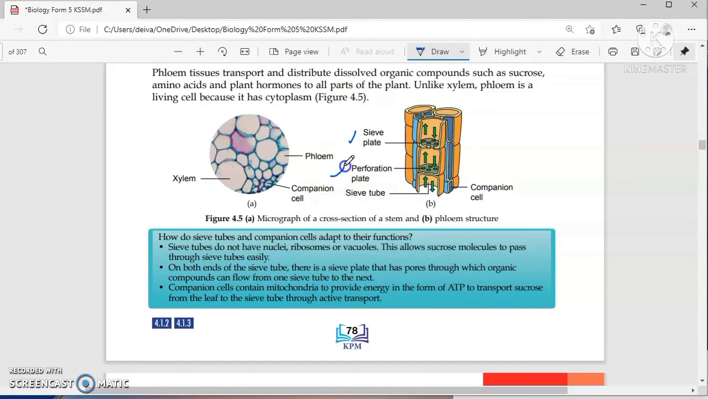perforation plate, sieve tube, and companion cell. So phloem have 4 types of cells: sieve plate, perforation plate, sieve tube, and companion cell. The food will go through the sieve tube. Food will go down from the leaf through the sieve tube.